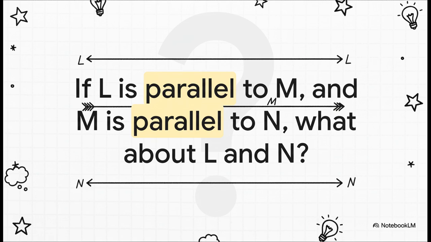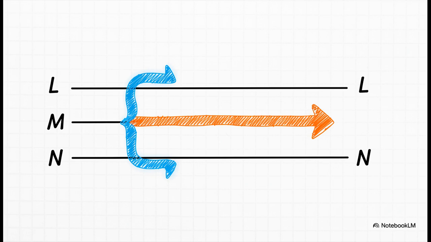Okay, quick brain teaser for you. Let's say you have 3 lines. Line L is parallel to line M, and line M is parallel to line N. So what's the deal with L and N? Yep, you probably guessed it. They have to be parallel to each other too. It's a basic rule of logic. If 2 lines are parallel to the same third line, then they have to be parallel to one another.